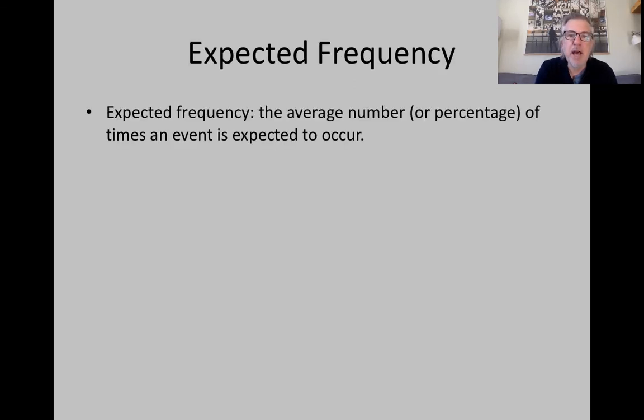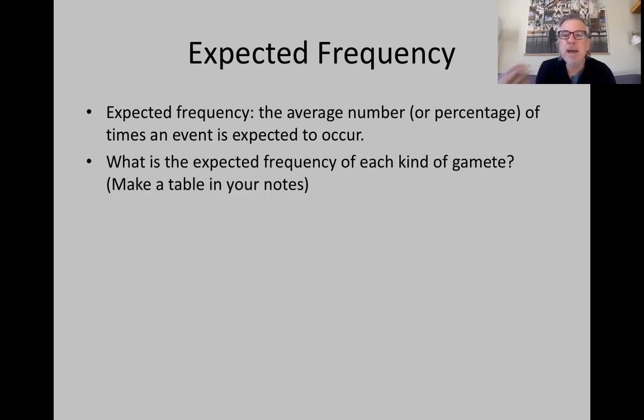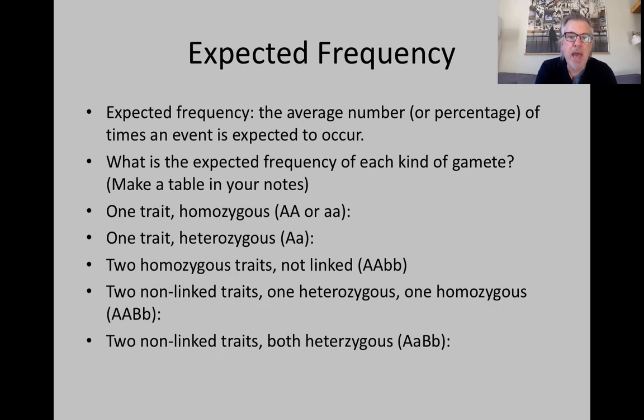Because of meiosis, we can calculate the expected frequency of traits and gametes. The term expected frequency refers to the average number or the average percentage of times a chance event is expected to occur. What is the expected frequency, for example, of each type of gamete given the genotype? And you should probably put this in a table in your notes. So here we have 5 cases. If you have one trait that is homozygous, then it can only make gametes that carry big A, and will make it 100% of the time. One trait that's heterozygous can make a big A gamete or a little a gamete 50% of the time.